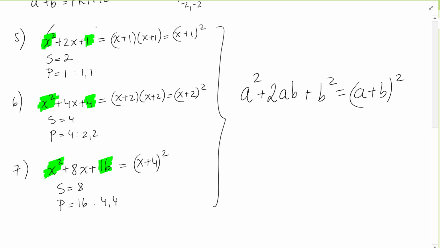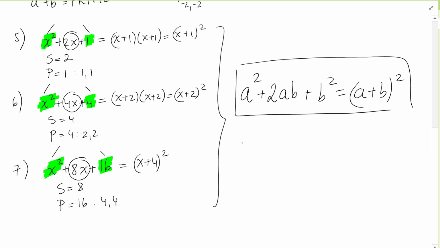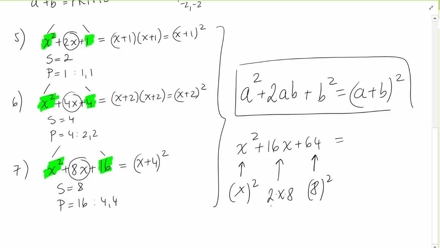So if here I have x and 1, twice x times 1 is 2x. This is x and 2, so twice that, it's 4x. X and 4, twice that, it's 8x. So basically, this is my new formula. And for example, if I have x squared plus 16x plus 64, well, this is x squared, this is 8 squared, and in the middle I have 2 times x times 8. So because of that, we get x plus 8 squared.